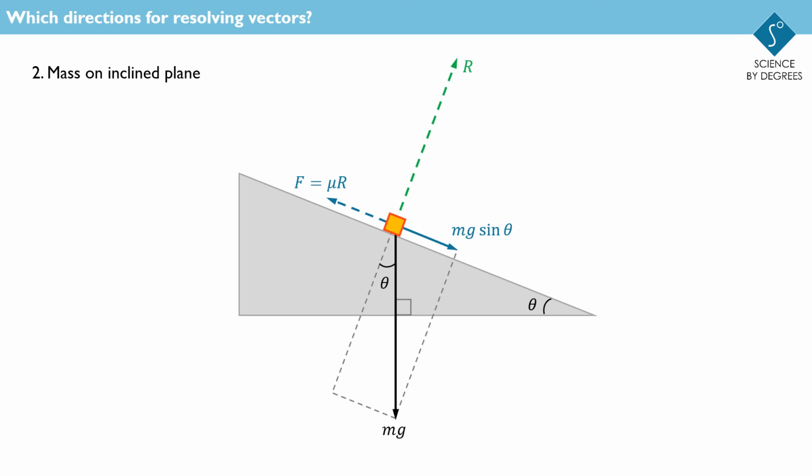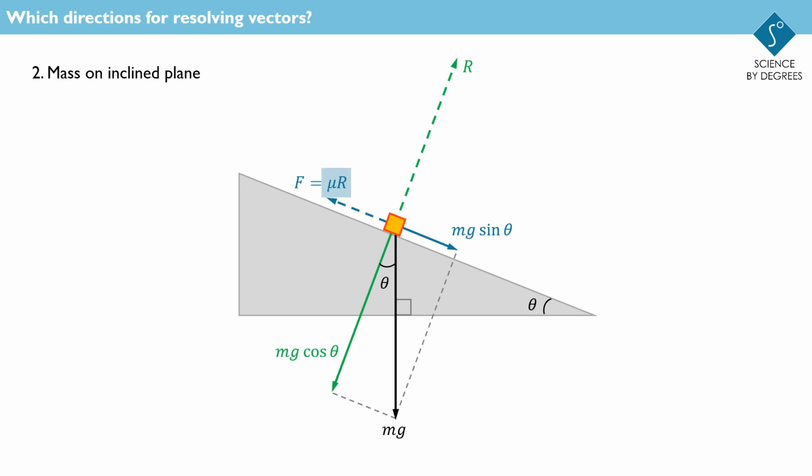If the object remains still, it's because there's enough friction available to balance the mg sine theta force. And the component mg cos theta is balanced by the reaction force. If you make the slope steeper, theta increases. Mg sine theta increases so that there's a greater force accelerating the object down the slope. But mg cos theta decreases, which means that the reaction force decreases.